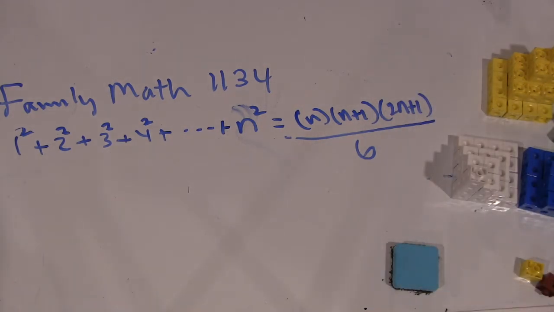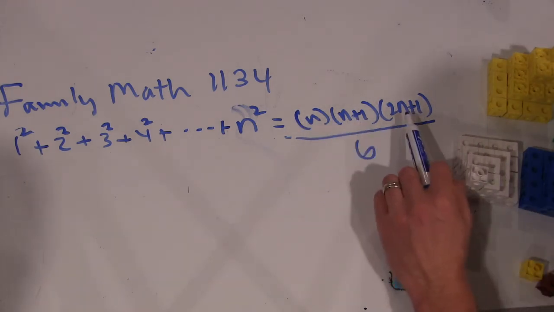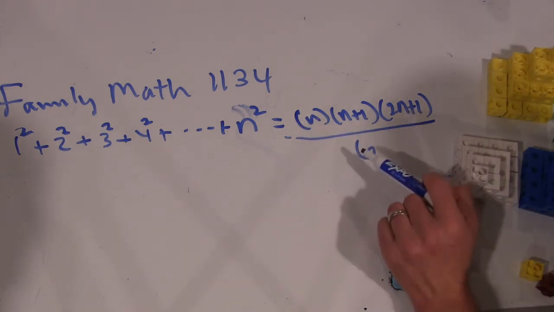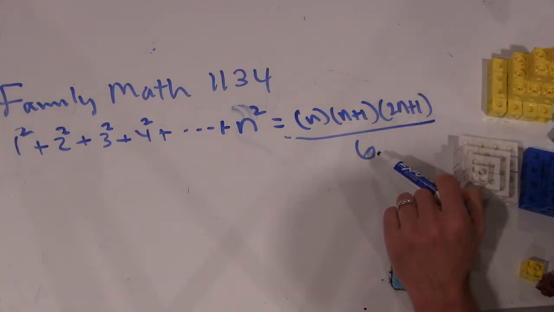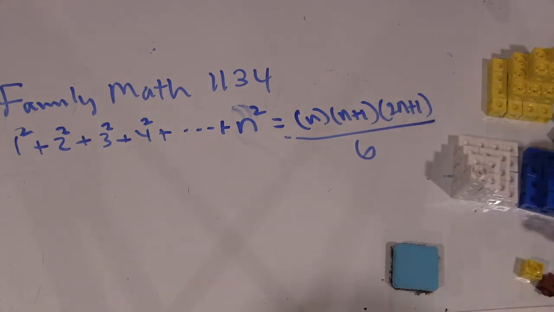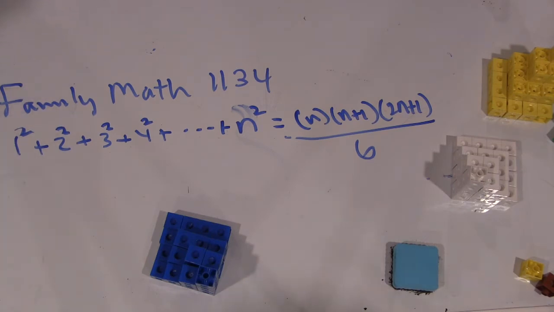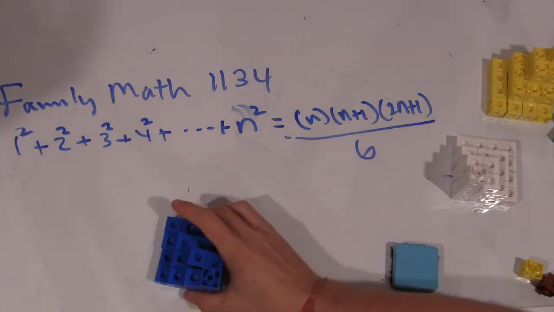Alright, I guess we can do it for 3. So that should add up to 14. Okay. So 3 times 4 times 7. So 12 times 7. So 12 divided by 6 is 2 times 7, which is 14. Okay. Alright, cool. So we made these blocks, and we're going to try to see if we can find a geometric argument for these blocks, but we're going to do that in the next video.